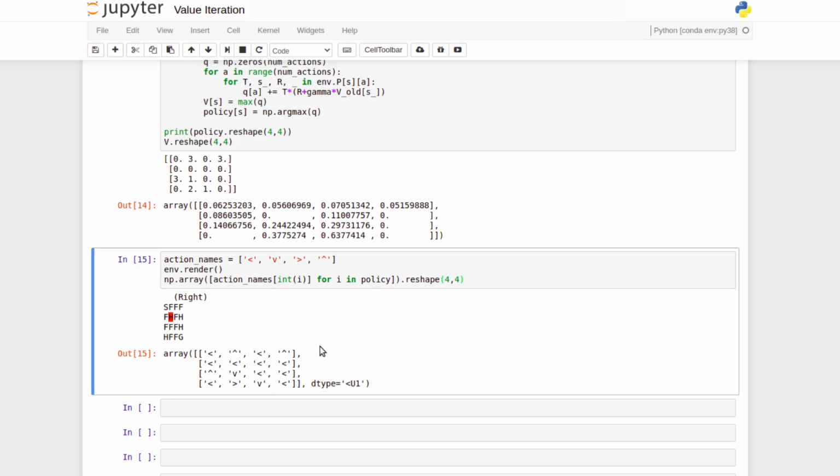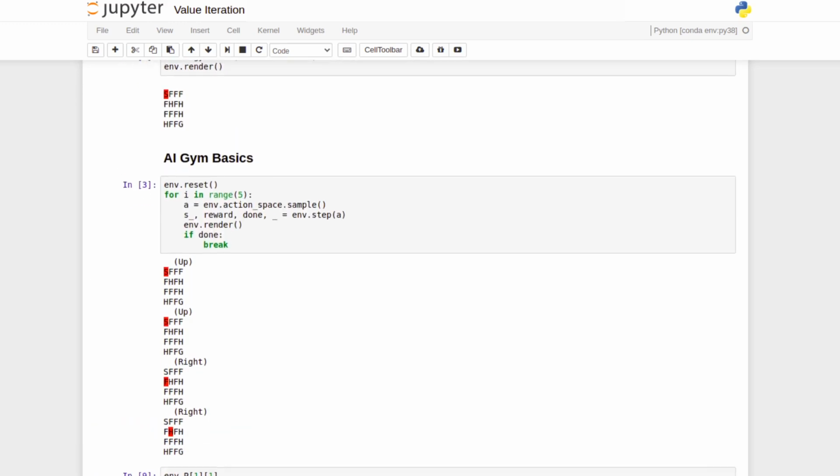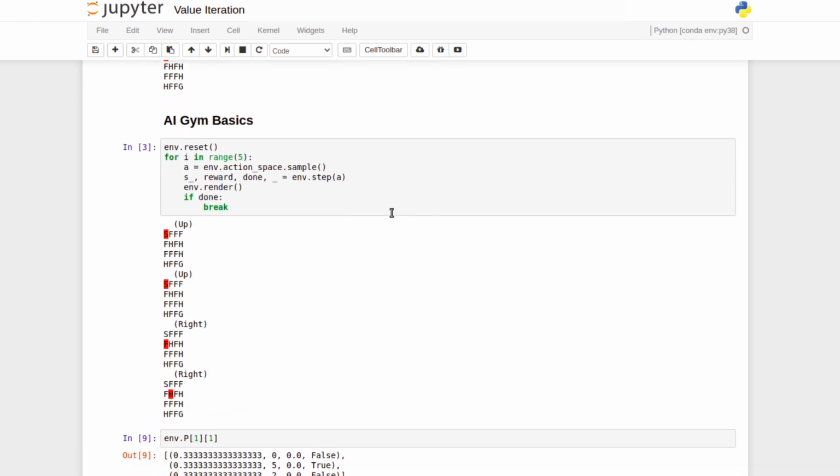Alright, so what did we get done here today? Well, we actually did 3 major things. One, we played around a little bit with just the basics of AIGEM and showed how you could step through a system and look at what's going on. And this is very handy in terms of understanding how an environment works simply by stepping through it.